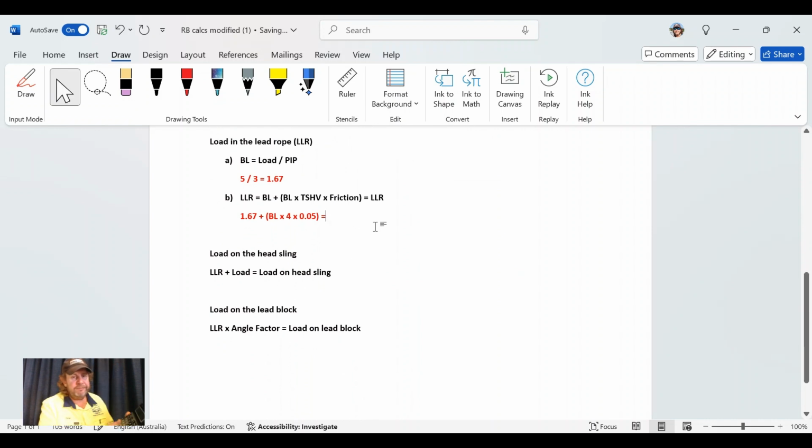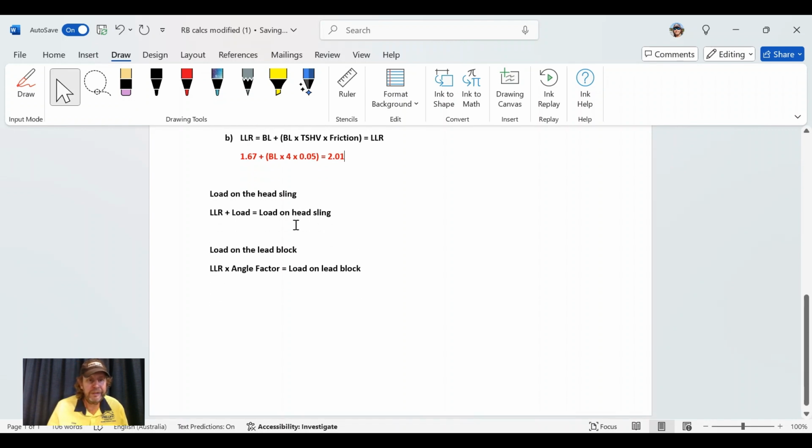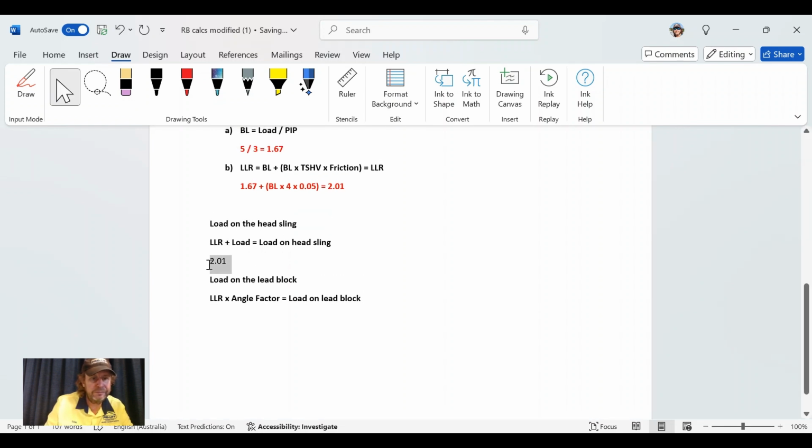Let's hit our calculator again. Beckett load, 1.67 times 4 times 0.05 equals 0.34. Let's try that again. 1.67 times 4 times 0.05 equals 0.34. 0.34 plus 1.67 equals 2.01. So our load on the lead rope is 2.01. That's a really important number. Load on the lead rope, 2.01. You put that down here.